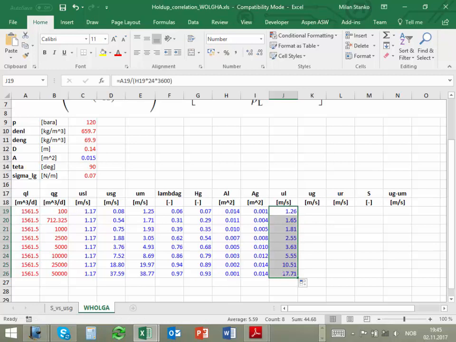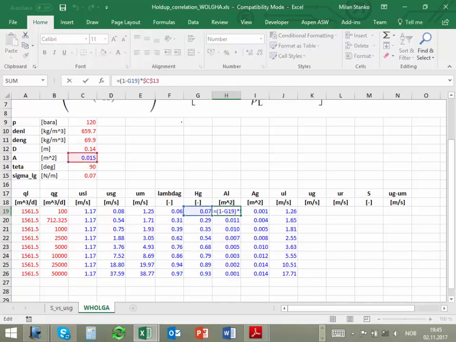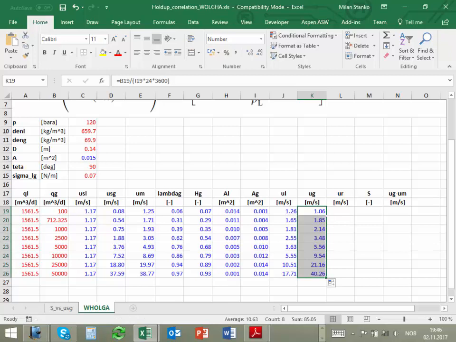Area of the liquid. And Q of the liquid. Okay, and now I go with the area of the gas. Of the gas divided by this number, area of the gas times 24 times 3,600. Okay, and you see here that basically they go at very similar velocity, but after that the gas goes much, much quicker than the liquid.